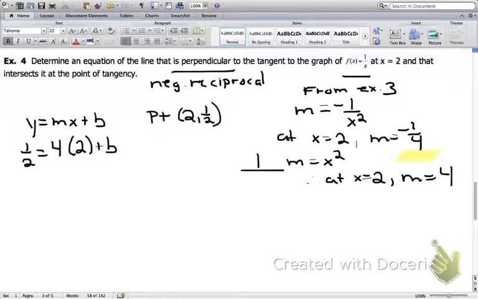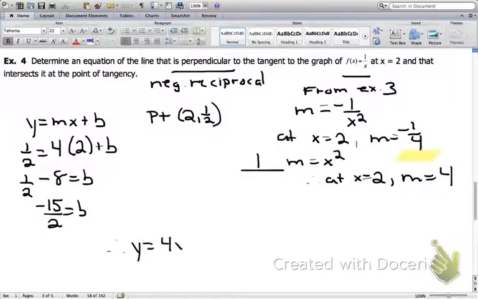So we're going to go ahead and solve this. It would be 1/2 minus 8, which is equal to b, which we would get negative 15/2. So therefore our y is equal to 4x minus 15/2.